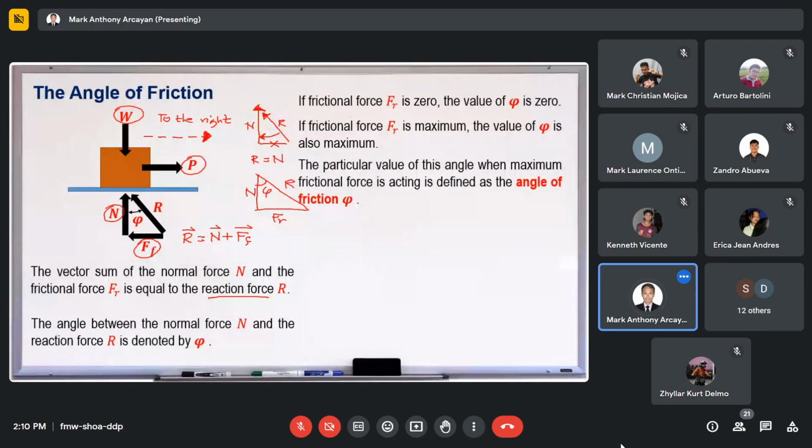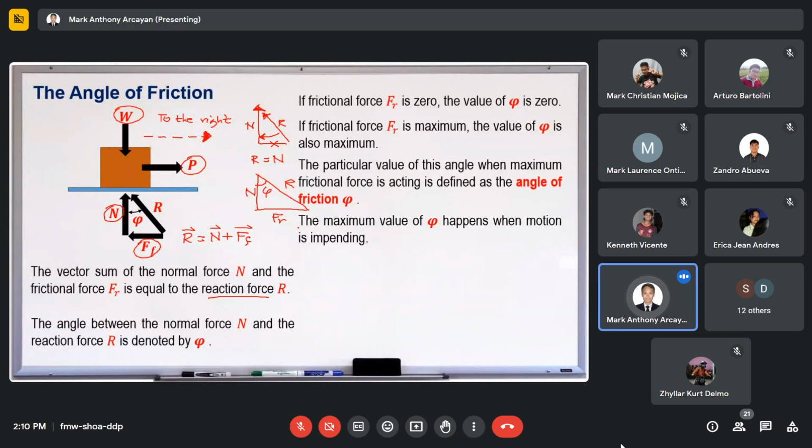So in that case, the particular value of this angle when the maximum frictional force is acting is also known or defined as the angle of friction. So this is how we identify the angle of friction, and we represent it by angle phi. The maximum value of phi happens only when motion is impending, meaning it is on the verge of moving.